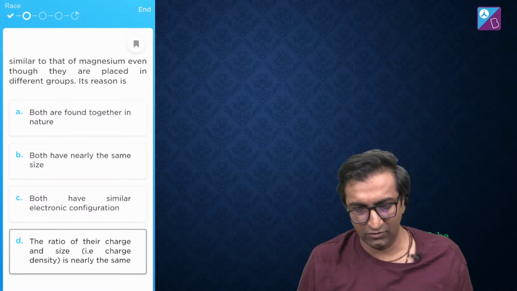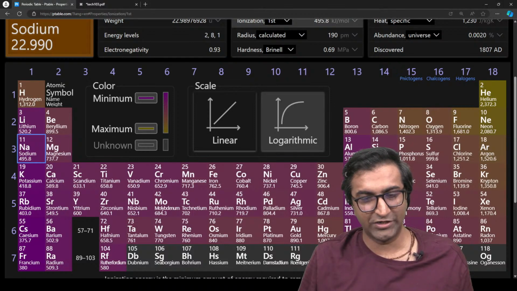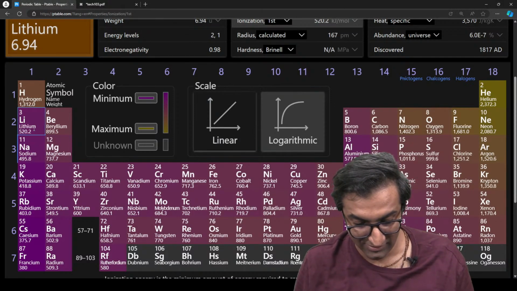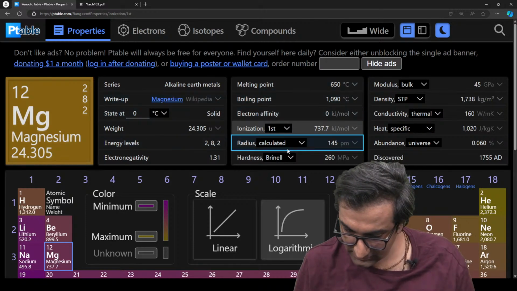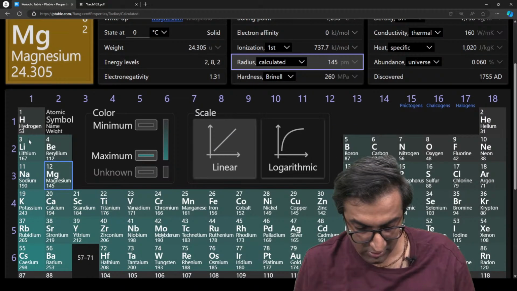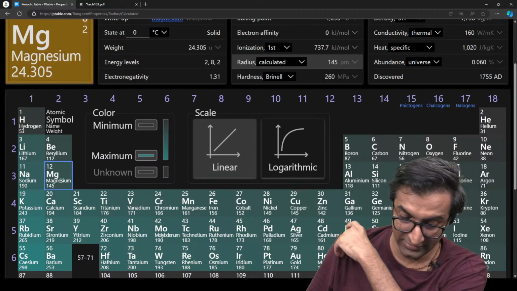You want to see, hold on. Let's look at it. Let's go to the periodic table. That's our MO, right? Since you're studying the periodic table, you should look at the periodic table. Lithium and magnesium. You want to see the size? Size, radius. Let's go to radius. Lithium 167, magnesium 150. Magnesium is smaller than lithium. That's very interesting.